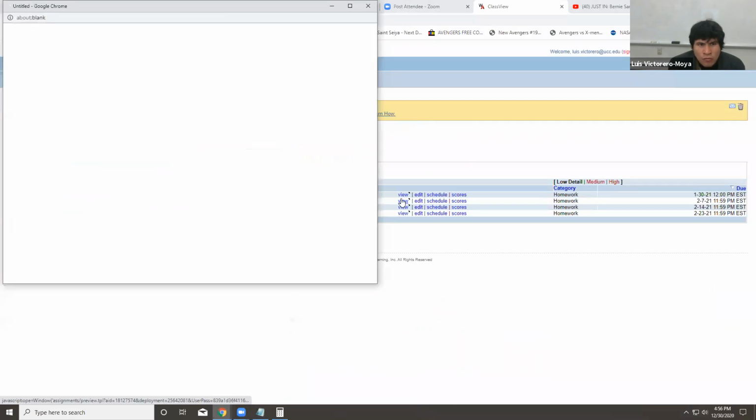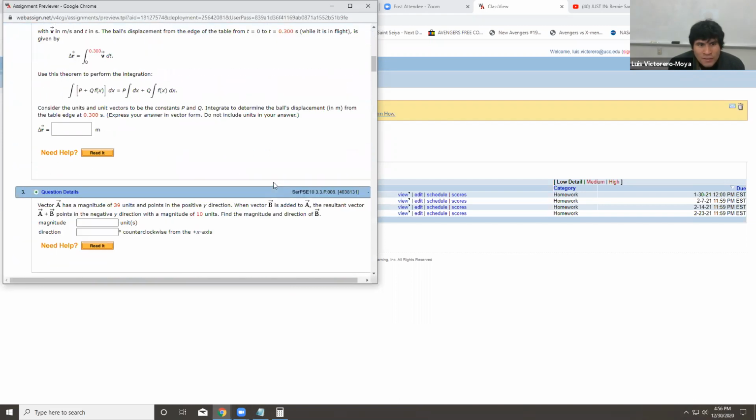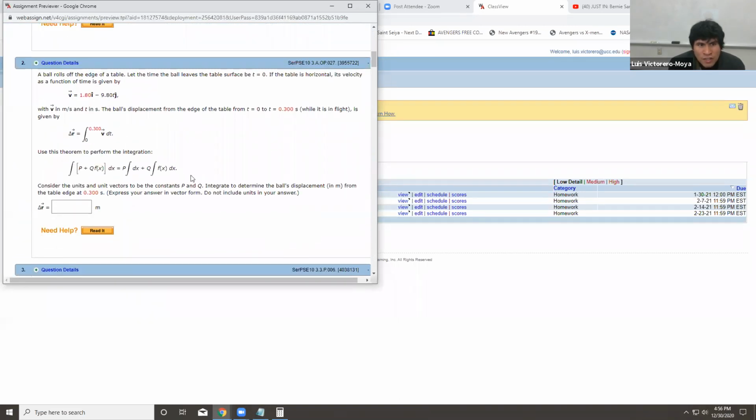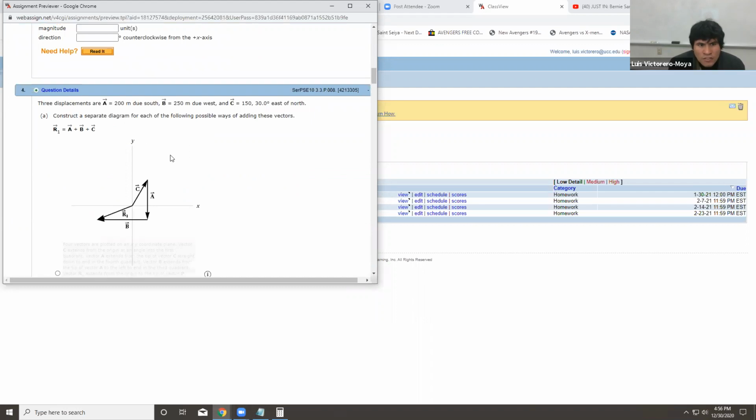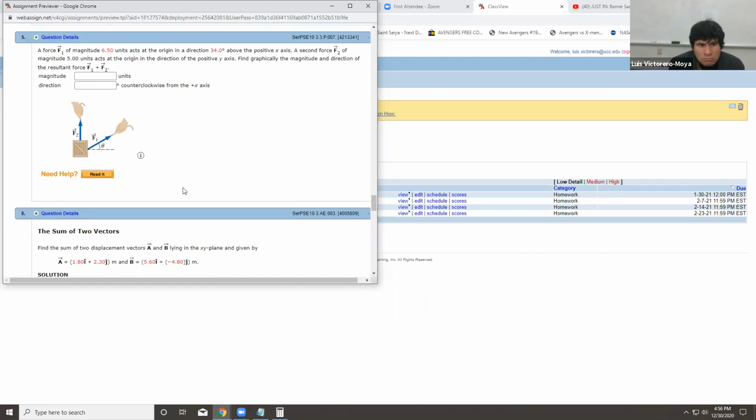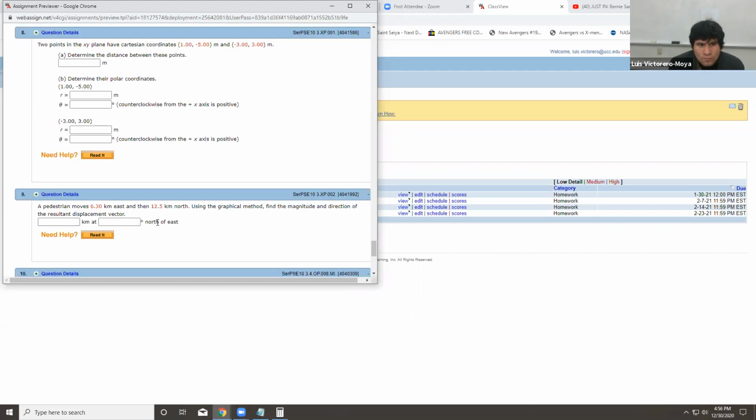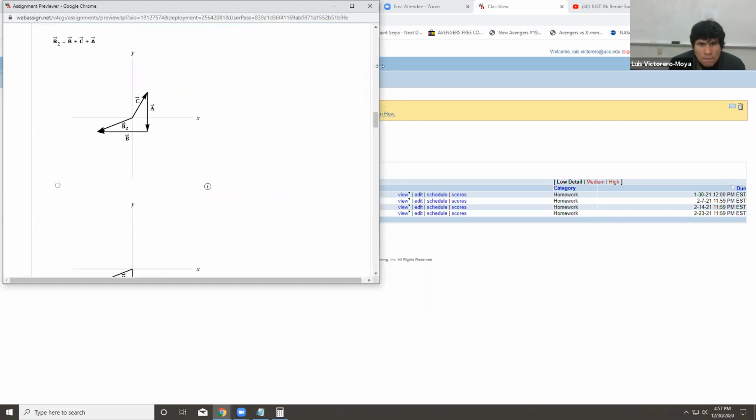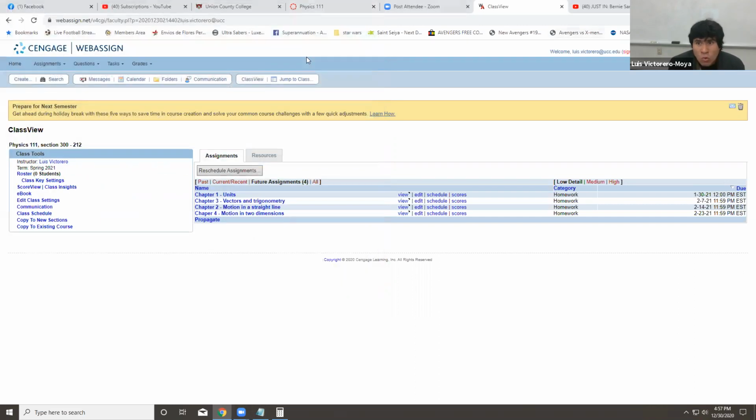The next one will be chapter 3, which will be the assignment on vectors. I will be going over this assignment. There are unit vectors in here, components, addition of vectors graphically, and in component and unit vector form. All right, so make sure that you are watching the lectures, asking questions, and obviously send emails or questions as you go through the course.